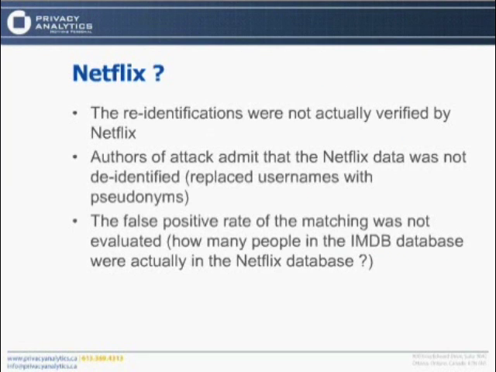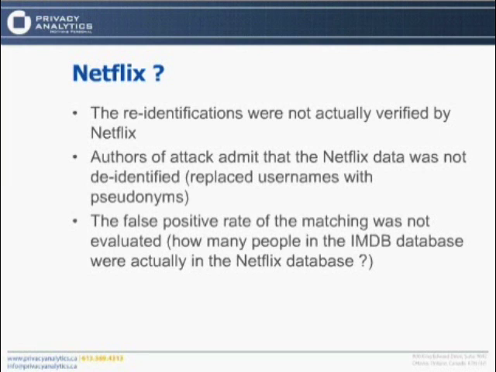The problem with the Netflix attack was, first of all, we don't know whether the re-identification was correct or not because they were not verified by Netflix. The second problem was that the authors of the attack actually admitted that the Netflix data was not de-identified. So it does not really tell us much about the method that Netflix used and how good it was for protecting the data. And then the false positive rate of the matching was not actually evaluated. So we don't know how many people in the Netflix database were actually in the IMDb database.